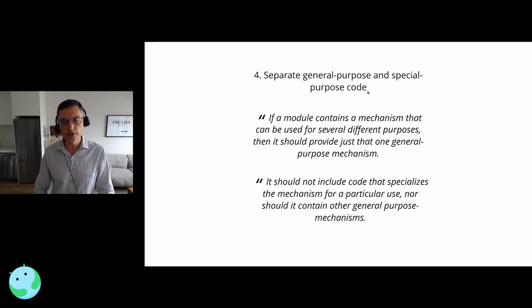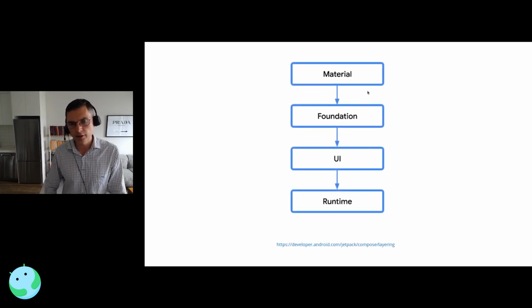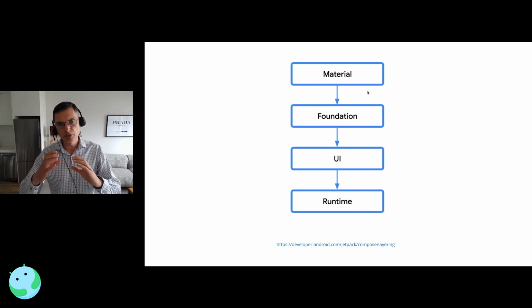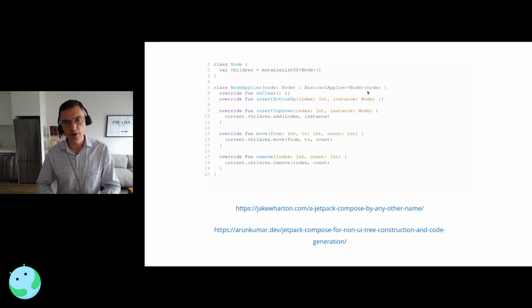So again, a really good example is Compose UI, Jetpack Compose. In the layering of Jetpack Compose, managing a Material UI is seen as a special case of managing a UI. And managing a UI is seen as a special case of managing nodes in a tree. So it has this separation of general purpose code from special purpose code. We can see at the bottom layer of Compose, it's all about managing nodes in a tree. And you can see here we have a class for inserting and removing and moving nodes in a tree.